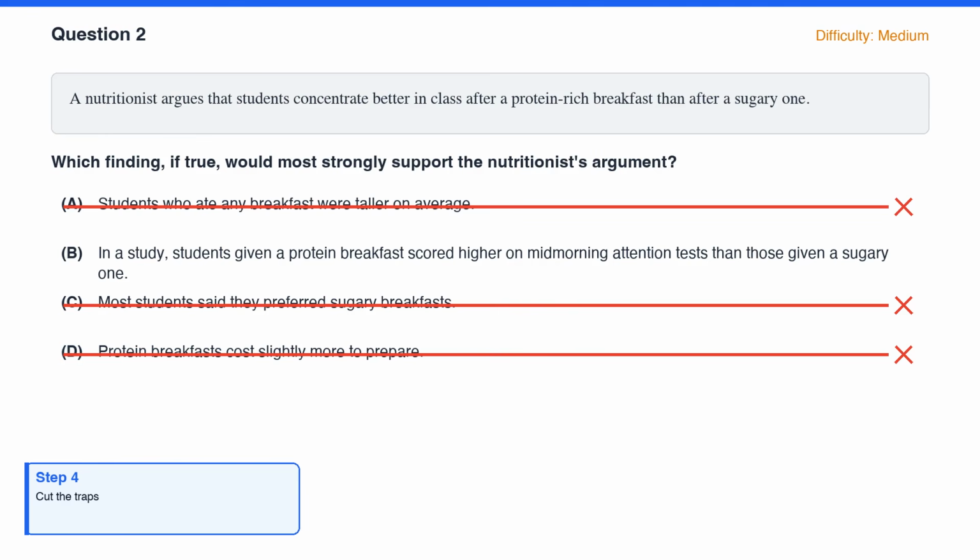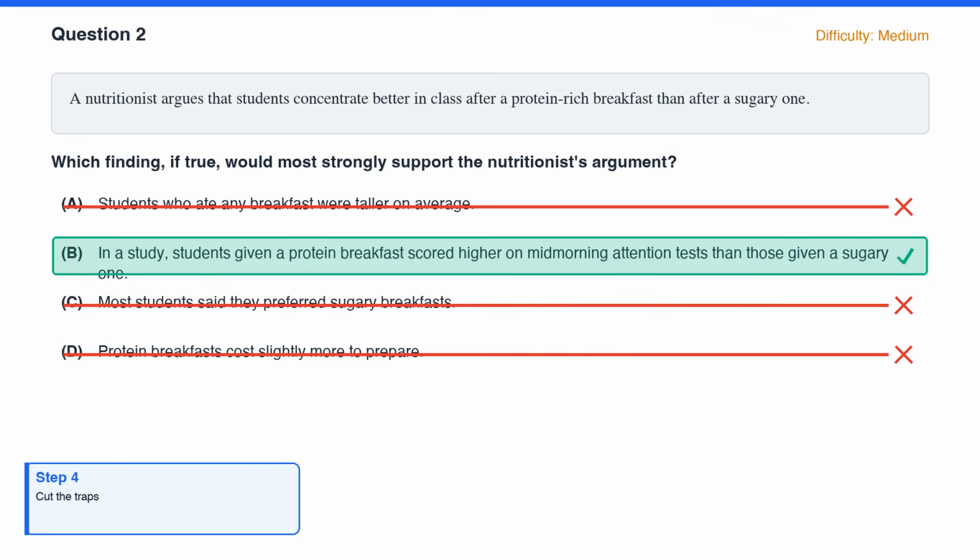Same subject, same direction, measured directly. Answer B. The other three are the tangential trap. Each is a true-sounding fact that never measures concentration, which is the only thing the claim is about.